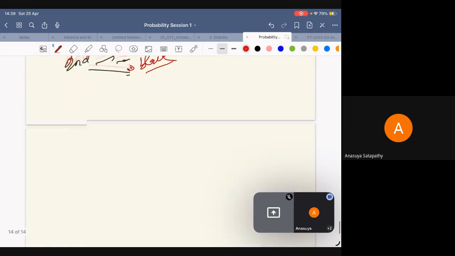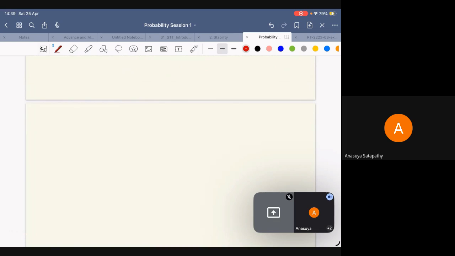Let me ask the same question, giving one more example. What is the probability that the second ball will be red, subject to the condition that the first ball is red? My first ball is already red. I have already drawn my first ball and it was red. What will be the probability of the second ball to be red?